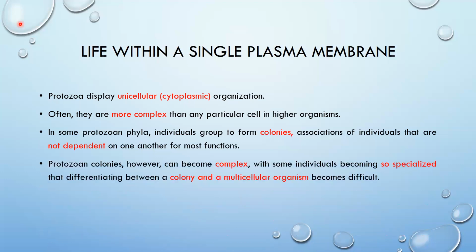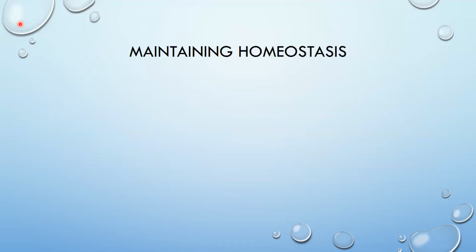Protozoan colonies can become complex, with individuals becoming so specialized that differentiating between a colony and a multicellular organism becomes difficult. Within the colonies, the complexity makes it hard to distinguish them from multicellular organisms. They work in such an arranged manner that distinguishing between colonies and multicellular organisms becomes really difficult.